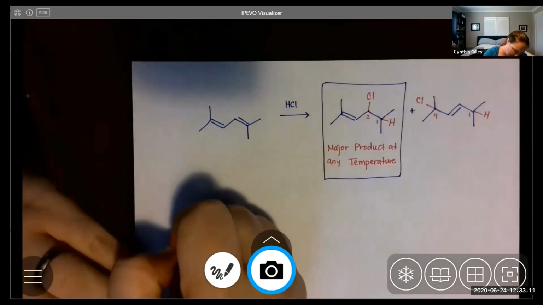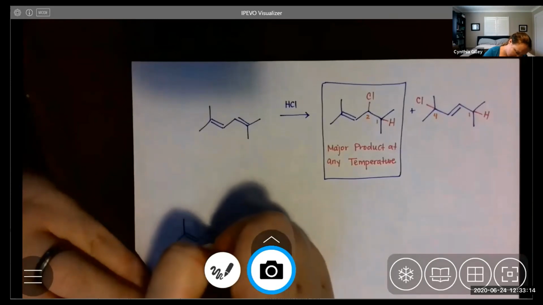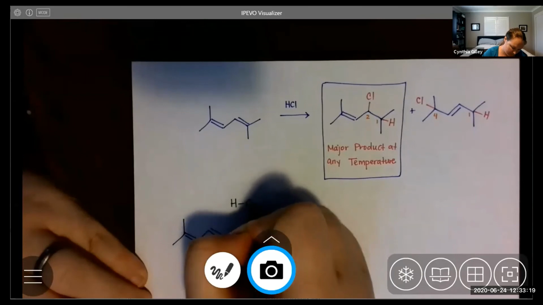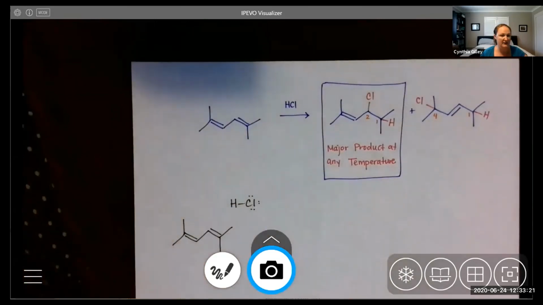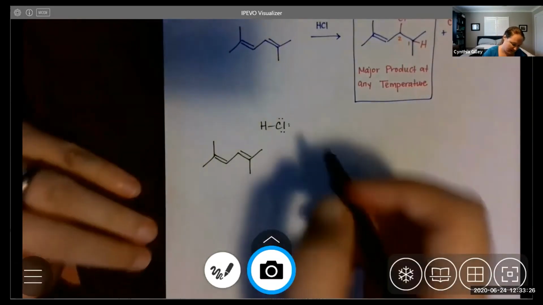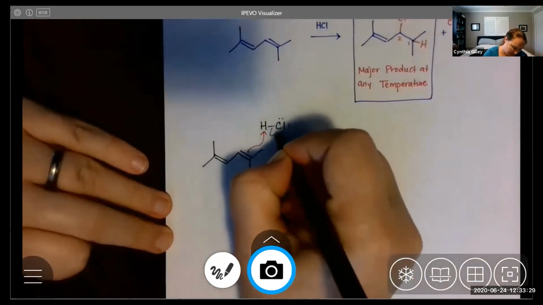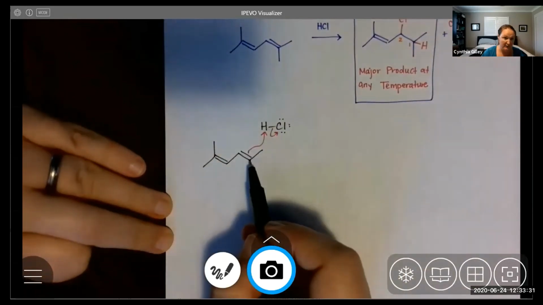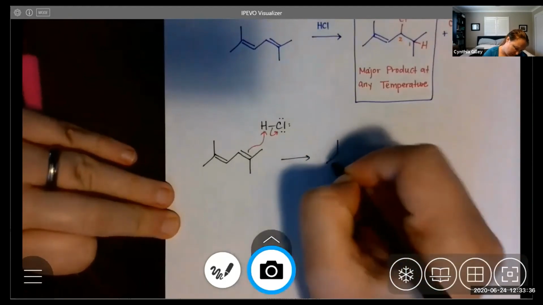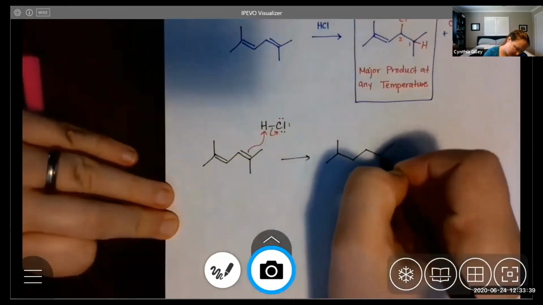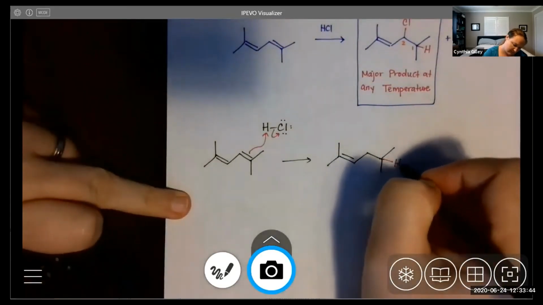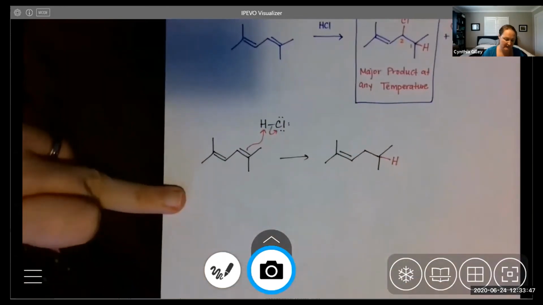So we're starting out with the diene, and we're treating that with HCl. So the first step is a proton transfer, and it always occurs at the terminal carbon. The pi bond picks up the proton, and the hydrogen regioselectively will go on the terminal carbon. And I'll show you why it does that. The hydrogen ends up here and not here.